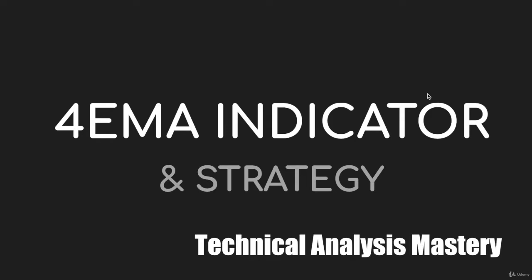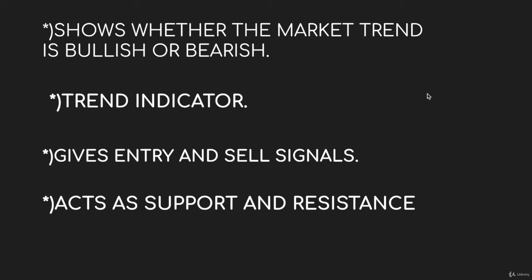Let's see the characteristics of the 4 EMA indicator. The 4 EMA indicator shows us whether the market trend is bullish or bearish. The 4 EMA is a trend indicator. It basically shows us whether the bulls are in control or whether the bears are in control. Is the market in an uptrend or in a downtrend? It warns us in advance when the uptrend is starting and when the downtrend is starting.